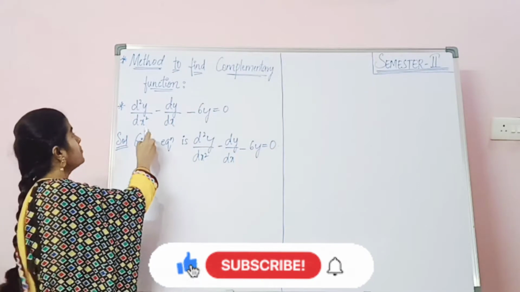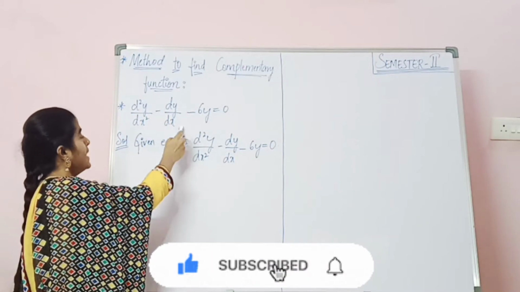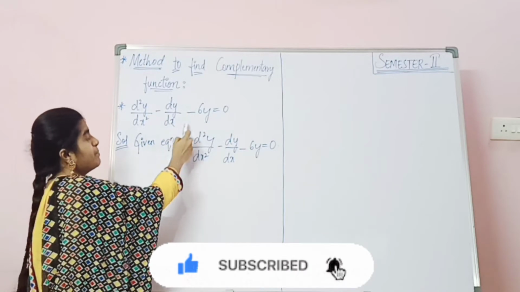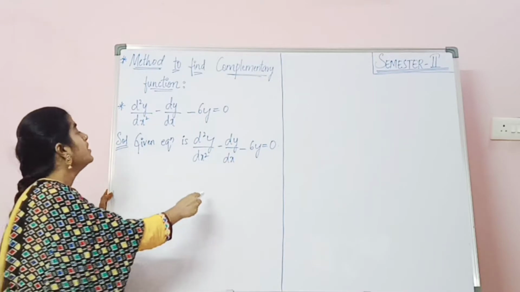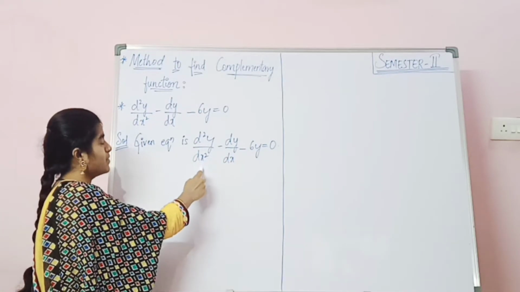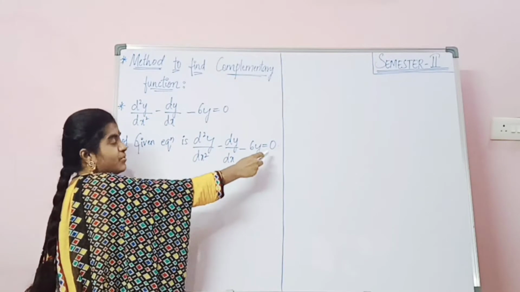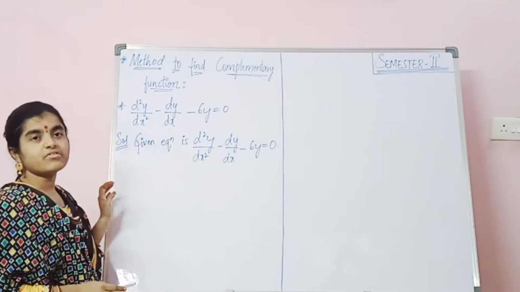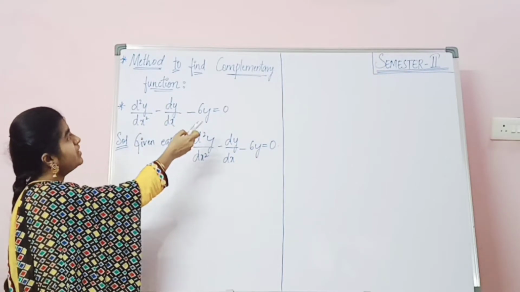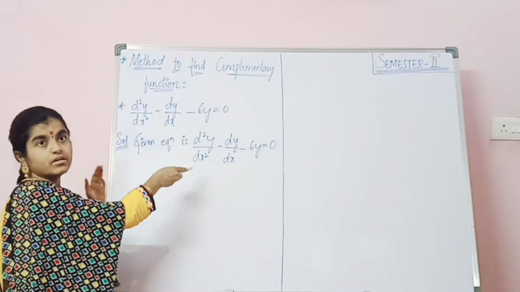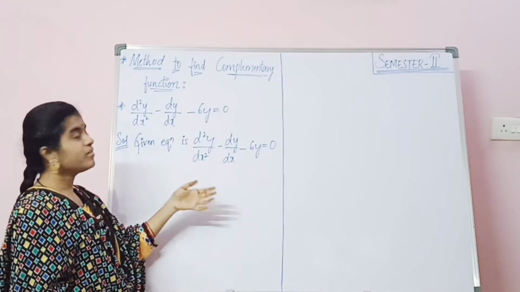Let us start now. What is the question given here? d square y by dx square minus dy by dx minus 6y equals 0. As we discussed in our earlier video about the method to find complementary function stepwise, now let us solve this sum using those steps.